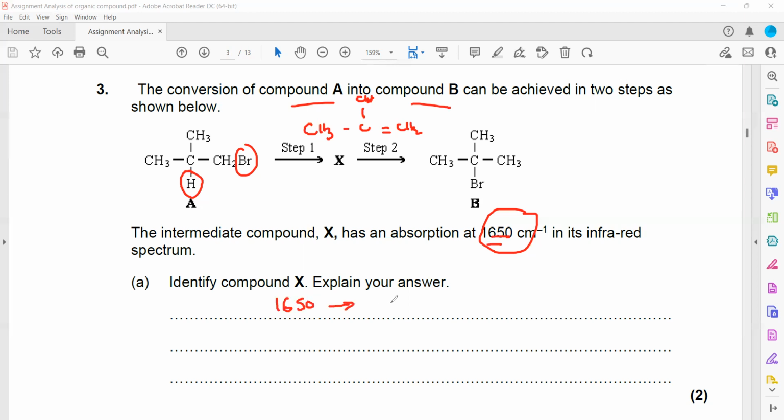What does this give evidence of? It gives evidence that there is a carbon-carbon double bond. If hydrogen and bromine are removed, a carbon-carbon double bond forms. In the next step, hydrogen bromide, HBr, reacts in an addition reaction. Bromine can be added to the first carbon or the second carbon; there will be a major and a minor product, but both possibilities exist. So 1650 shows that there is a carbon-carbon double bond.